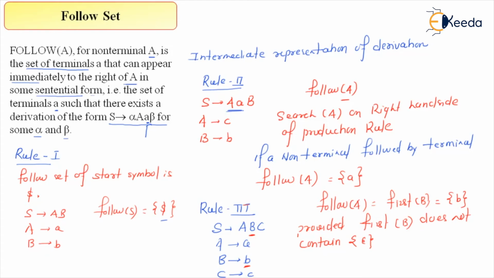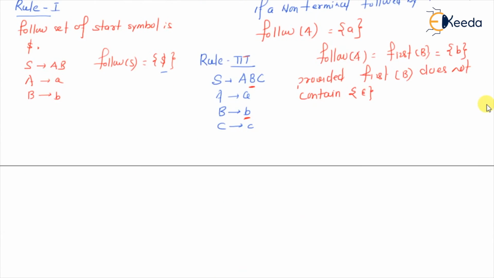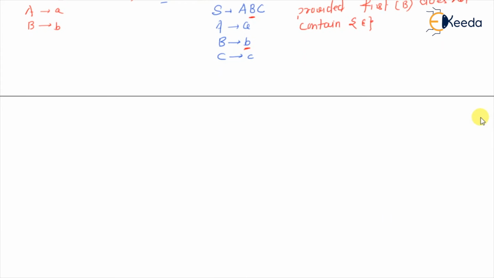Okay, now let's extend rule 3 and call it rule 4. So let's have an extension of rule 3. And what is the extension here? S derives ABC, and A derives small a, and B derives, now what is the extension? B or epsilon, and C derives only C.